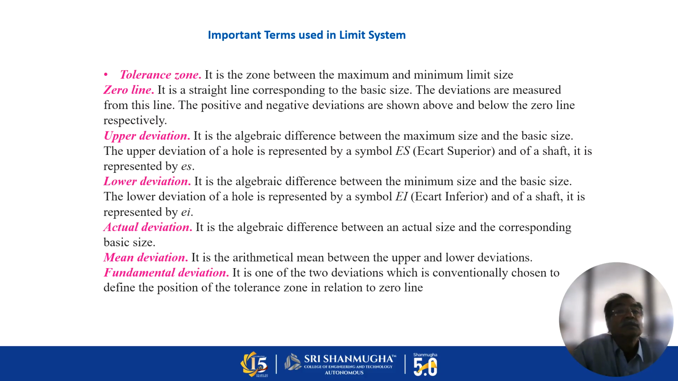When the tolerance is allowed on both sides of the nominal size, it is called the bilateral system of tolerance. Next is the tolerance zone. It is the zone between the maximum and minimum limit size.